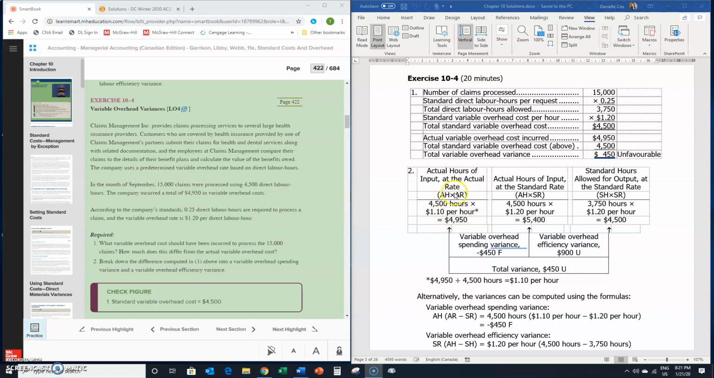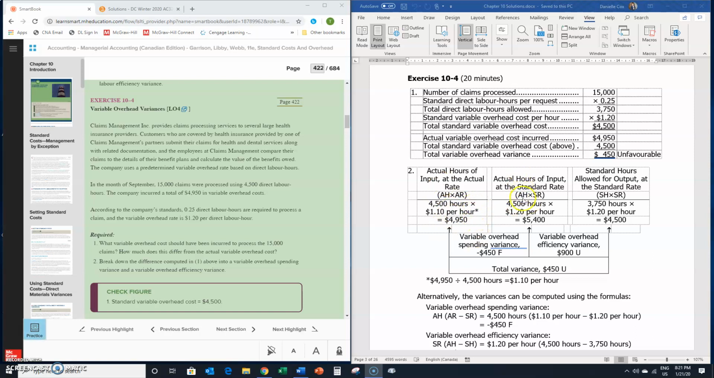So you could just put in $4,950 and leave it at that. Or if you want your actual hours times your actual rate, then it's $4,950 divided by the number of hours, 4,500. That'll give you, it shows you down here, $1.10 per hour. So you can calculate that out and then have 4,500 times $1.10 per hour, which is your $4,950, or you could just put in your $4,950. So sometimes you might be given this number in total, sometimes you might be given the $1.10, and you have to calculate it out. So just be aware of that.